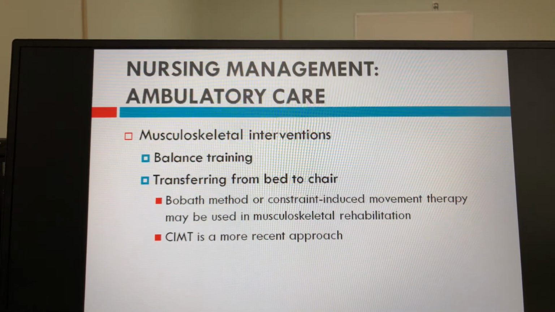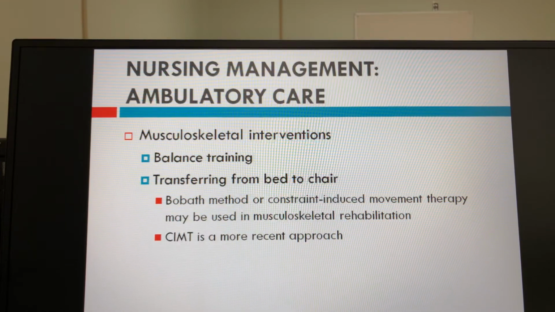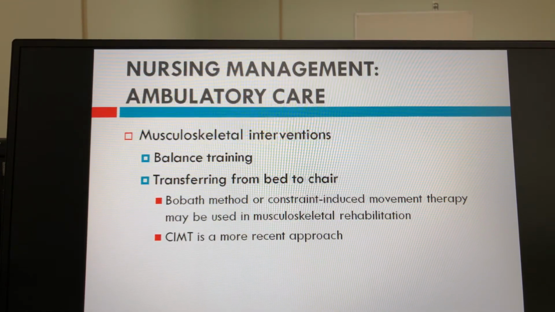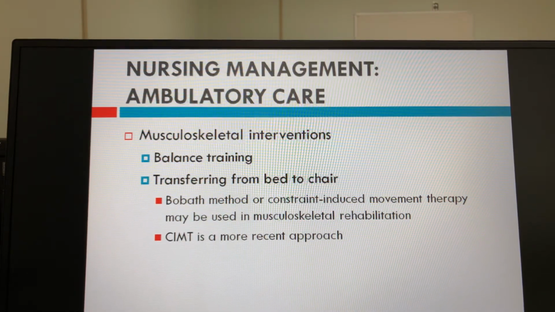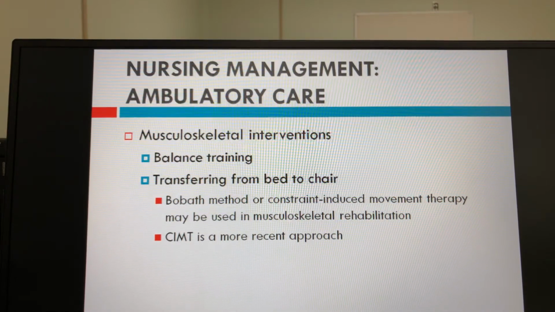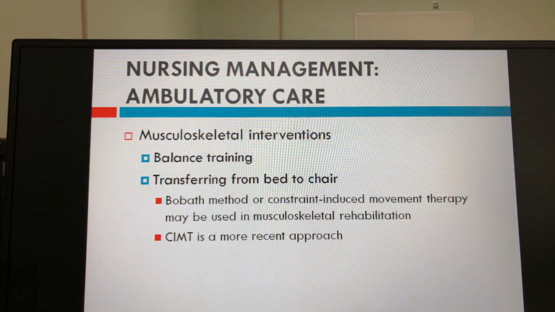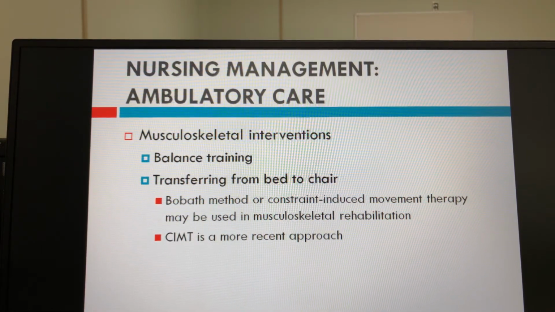Constraint-induced movement therapy, again the CIMT, encourages the patient to use the weakened extremity by restricting movement of the normal extremity. The ability of patients to comply with this approach is challenging and may be limited in its use.